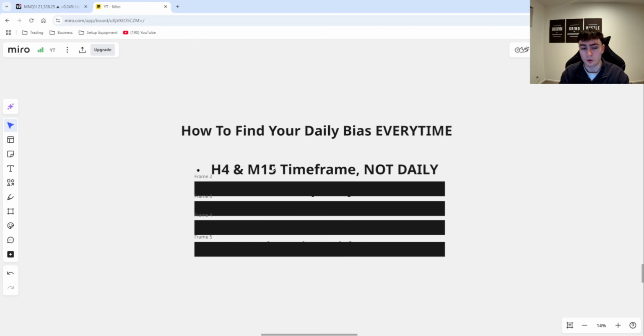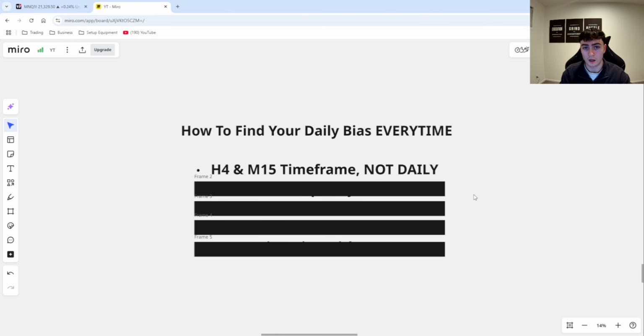Step number 1, we're going to be using the 4-hour and the 15-minute time frame, not the daily. So we don't want to find our daily bias with the daily time frame. It doesn't tell us much. It just tells us if it's a bullish candle or a bearish candle. Sure, it can tell us where we're going to, but it doesn't give us the context that we need for our session. All right, so we're not going to be using the daily time frame.